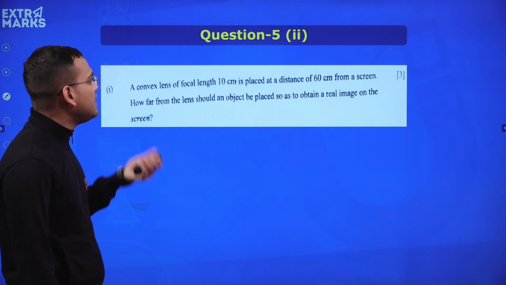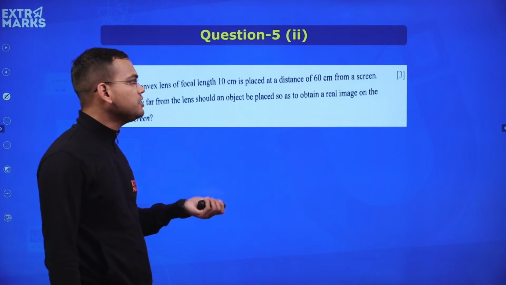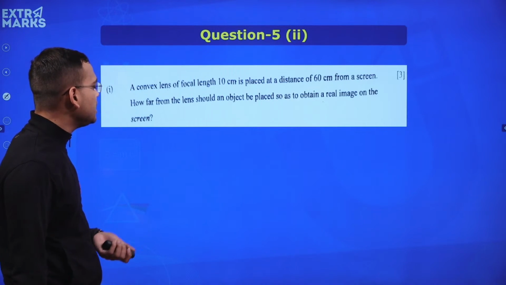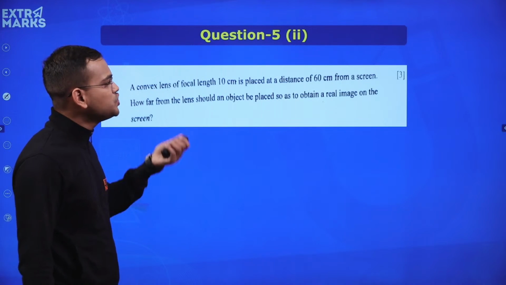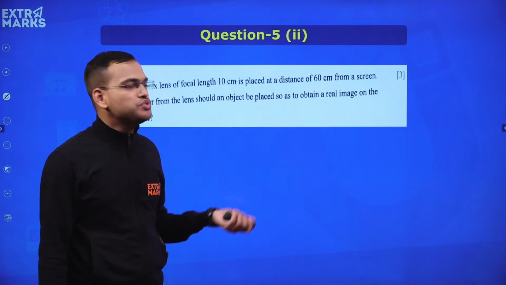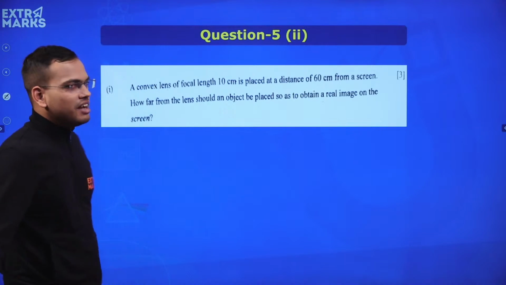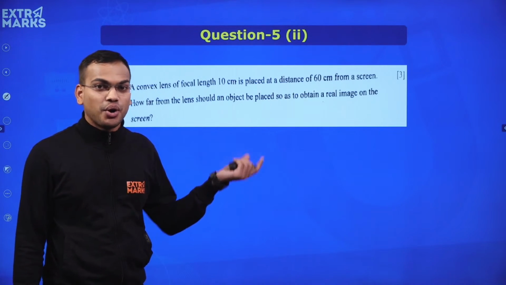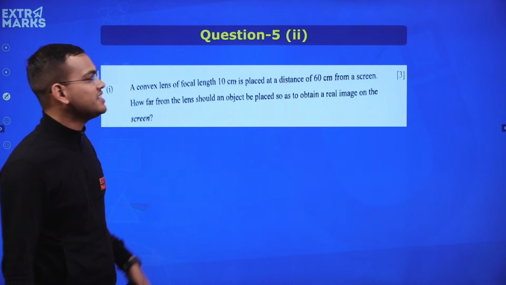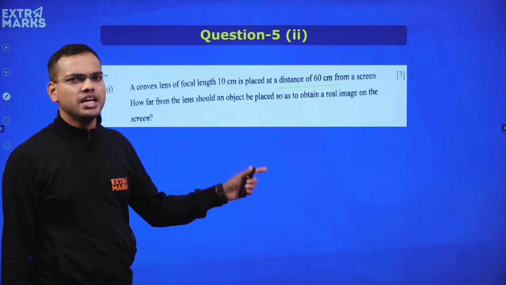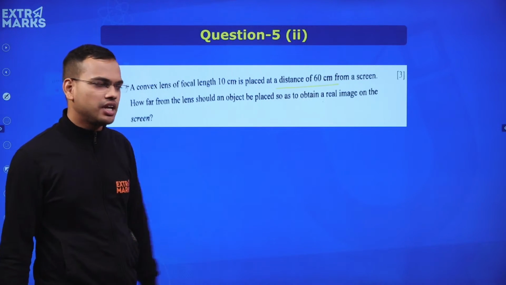A convex lens of focal length 10 centimeter is placed at a distance of 60 centimeter from a screen. How far from the lens should an object be placed so as to obtain a real image on the screen? We have to form an image on the screen, and the distance of that screen from the lens is given as 60 centimeter.